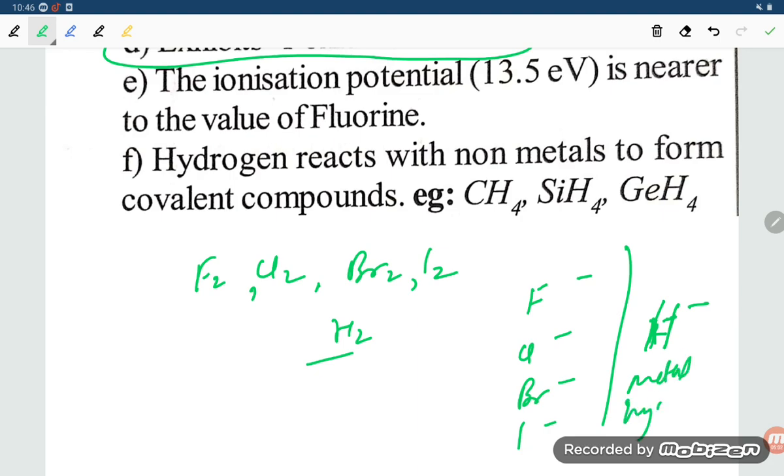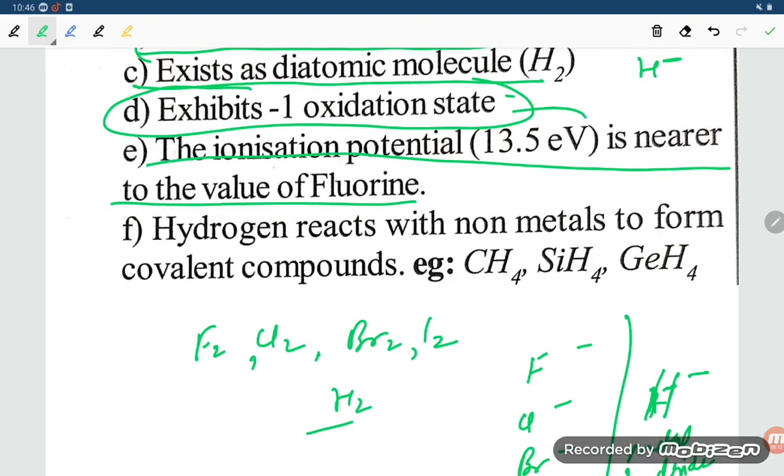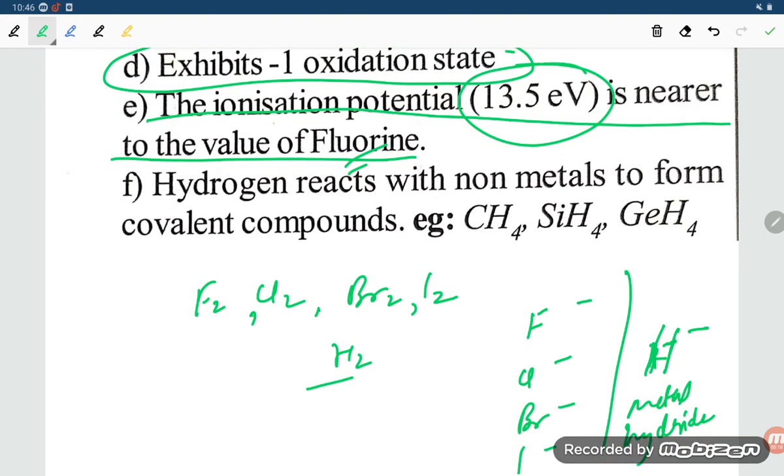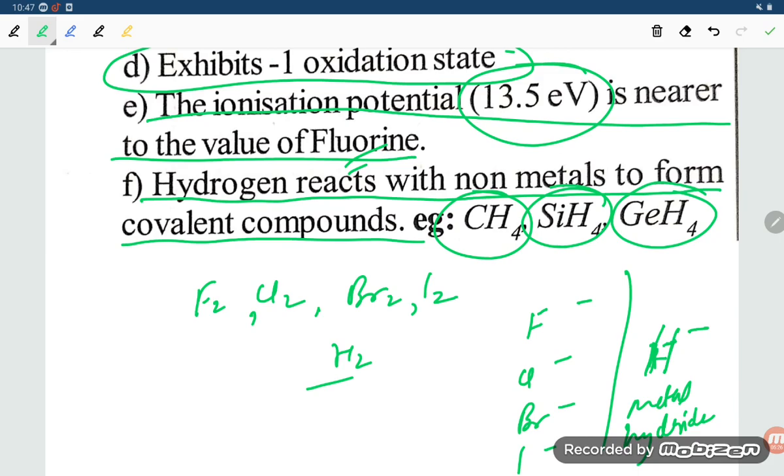Okay, metal hydride. Now you see, students, the ionization potential of 13.5 electron volt is near the value of fluorine. So hydrogen's ionization potential and the halogen's are almost similar. Hydrogen reacts with non-metals to form covalent compounds, like CH4, SiH4, GeH4. Similarly, the halogens also react like that, and hydrogen reacts with non-metals to form covalent compounds.